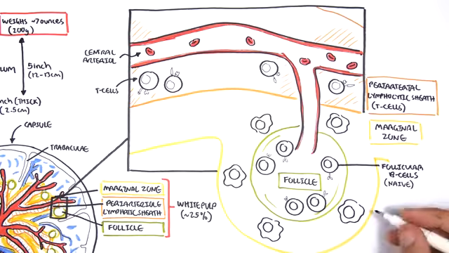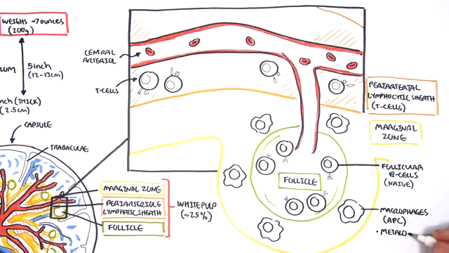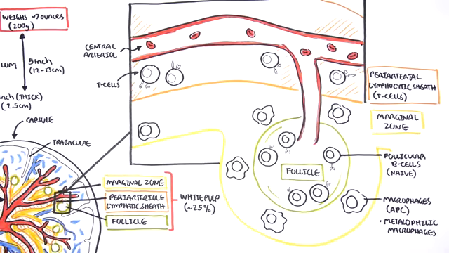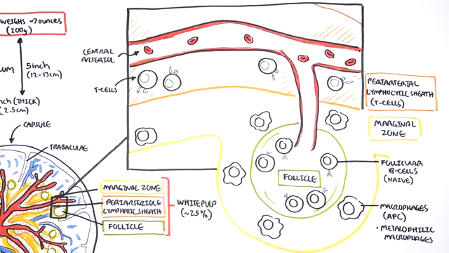Macrophages can be your typical normal macrophages or these special macrophages called metallophilic macrophages. But we don't have to go into detail on that. Let's now look at an example of what the white pulp of the spleen actually does.